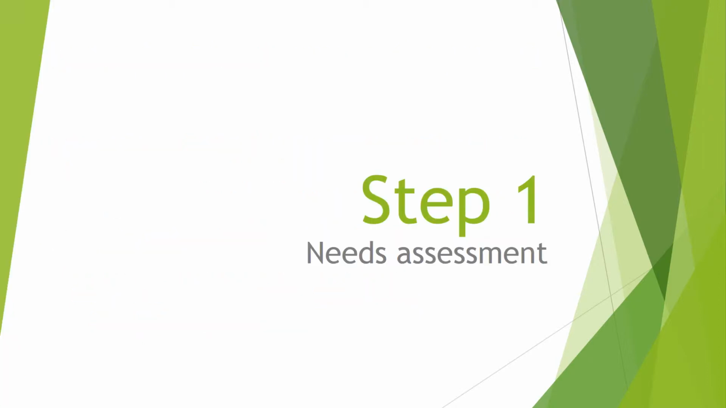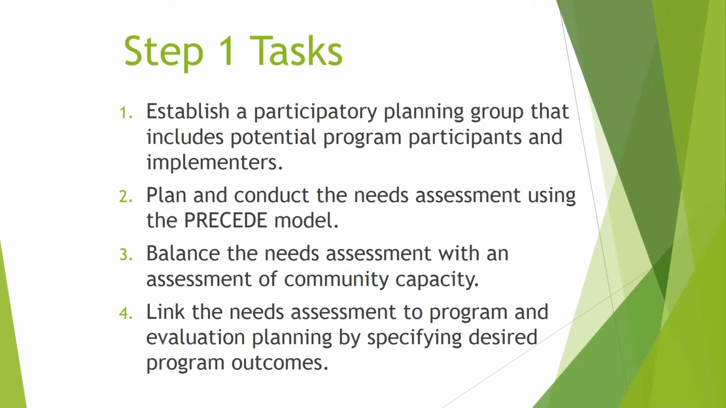Step one of intervention mapping is a needs assessment. And there are 4 tasks. So intervention mapping has 6 steps, and then within each step it has tasks. And the 4 tasks for step 1 are to establish a participatory planning group, to conduct a needs assessment using the precede model, balance the needs assessment with an assessment of community capacity. We'll talk later about what that really means.